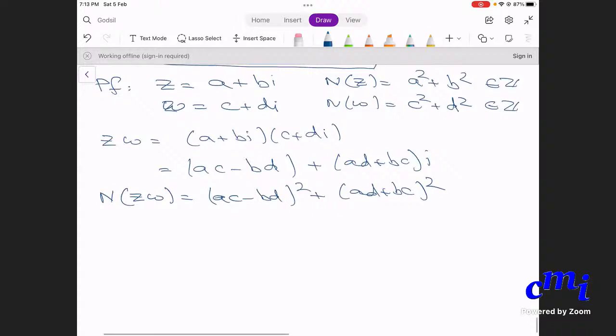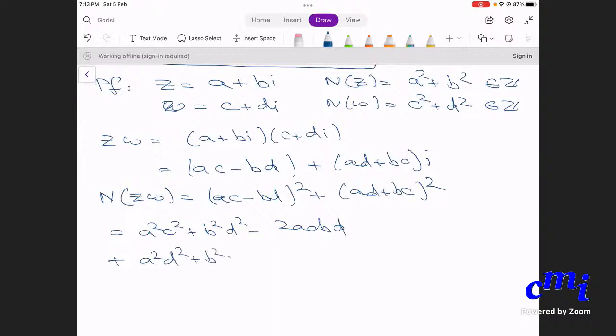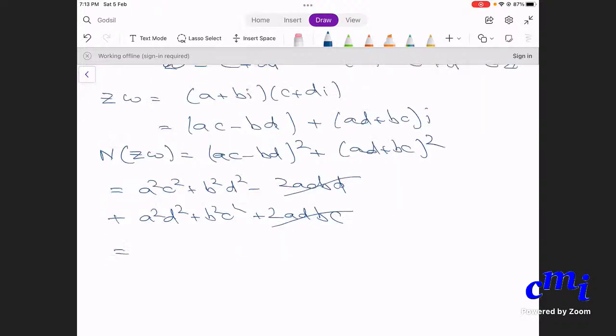And this you can calculate. So let's calculate. A squared C squared plus B squared D squared minus 2 AC BD. That's for the first term. Plus A squared D squared plus B squared C squared plus 2 AD BC. Now you notice that these two terms, ACBD and ADBC, cancel. So what are you left with? You're just left with these four terms, and these four are the same as A squared plus B squared into C squared plus D squared, which is norm Z times norm W.